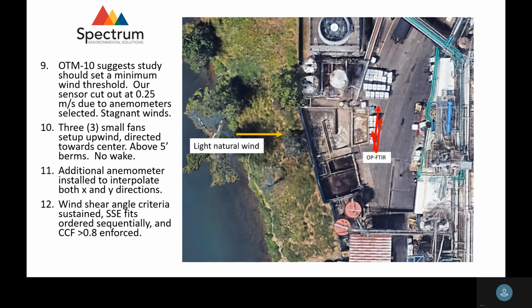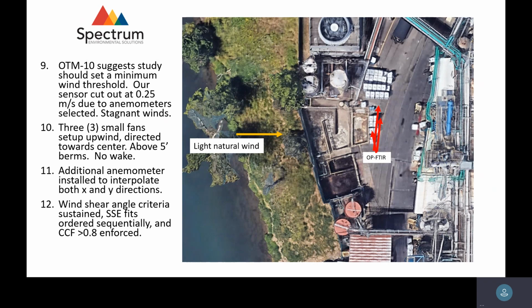I think I already mentioned that we had a high stagnant wind. So we installed these 3 small fans. Basically, if you can imagine 3 small fans, they were directed towards the center point of the view. And the idea is to create a gentle breeze. We don't want white caps showing up on the surface of the water. We're not trying to flush or scrub any of the emissions off the water. It was just to keep us above that 0.25 meter per second. And we still wanted to feel the influence of natural wind when the natural wind did occur.